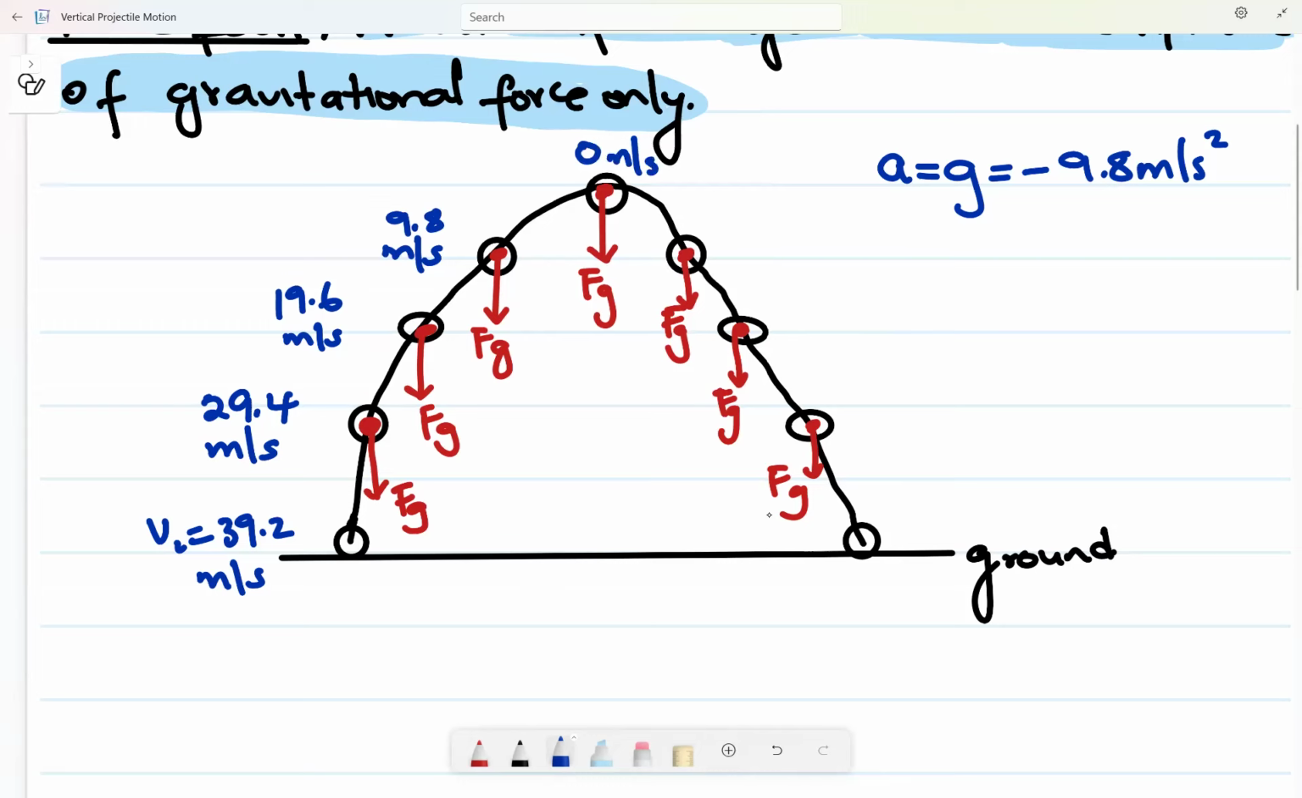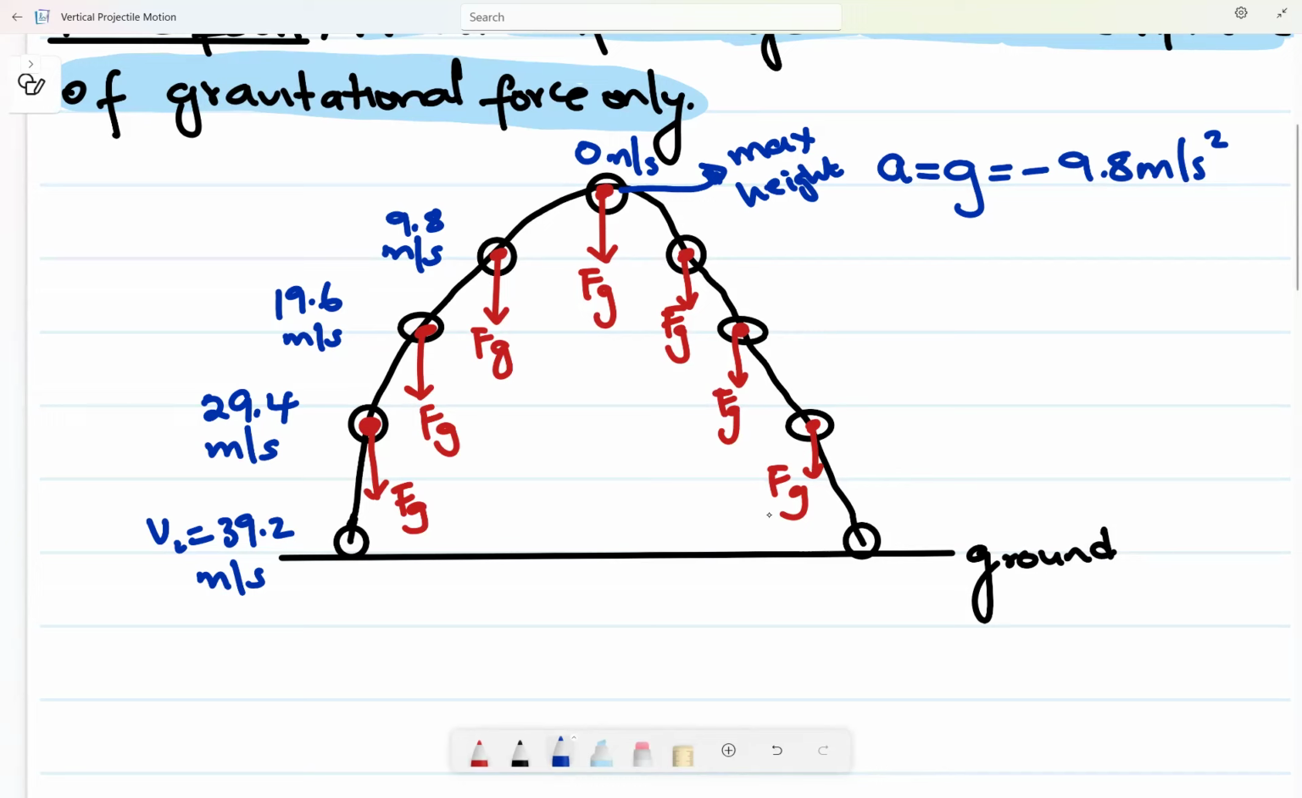Then it reaches here, and the velocity is 0 meters per second. This is what we refer to as the maximum height. Why do we refer to it as the maximum height? Can you see it is the maximum height that this ball can reach? Why? Because the velocity there is 0. If the velocity is 0 at this point, the only thing it can do is just go back.